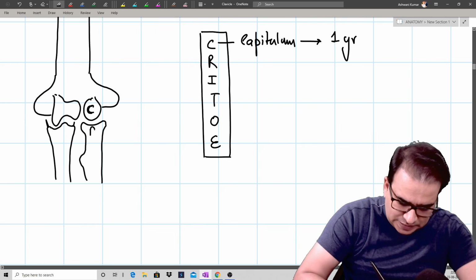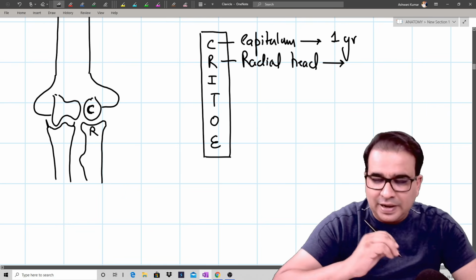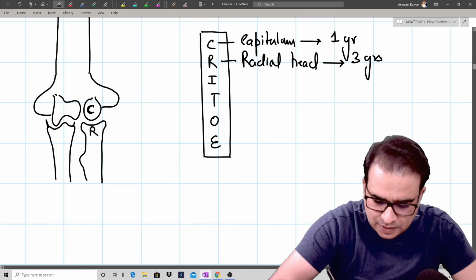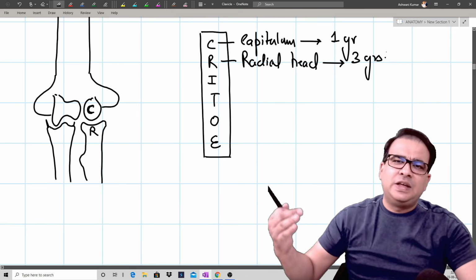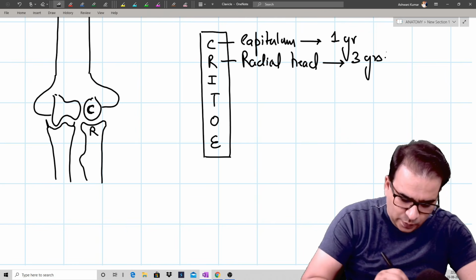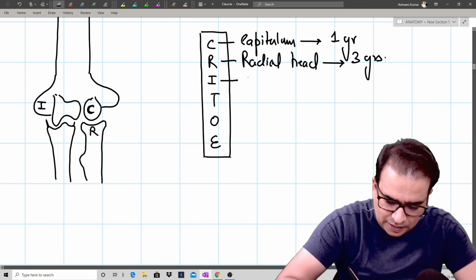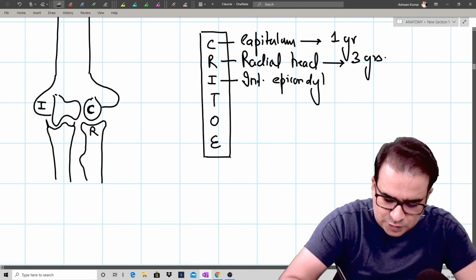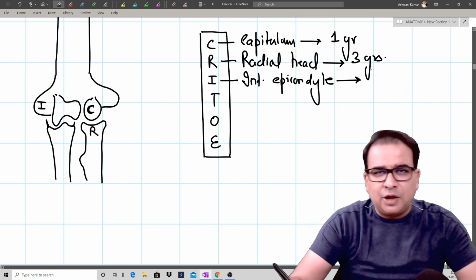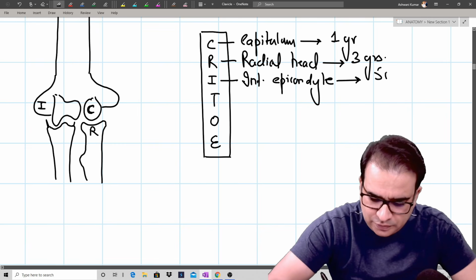R is for what? R is for the radial head. The secondary center of ossification for the radial head appears at the age of 3. It's just the game of odd numbers, guys: 1, 3, 5, 7, 9, like that. Okay. I is for the internal epicondyle. Needless to say, the internal epicondyle is the medial epicondyle. You say internal epicondyle or medial epicondyle, and that appears by the age of 5.